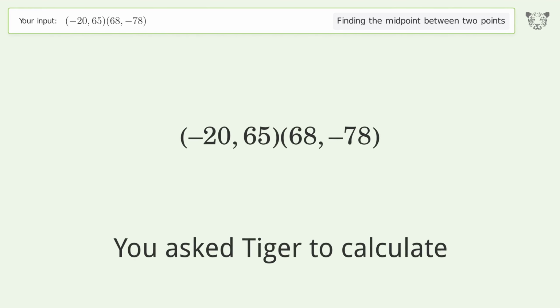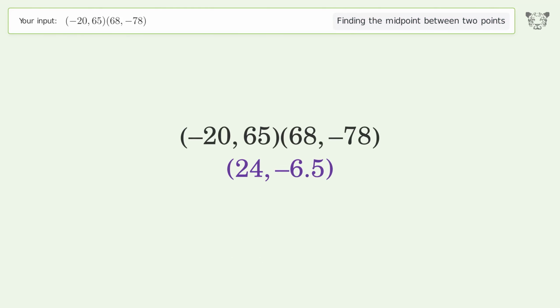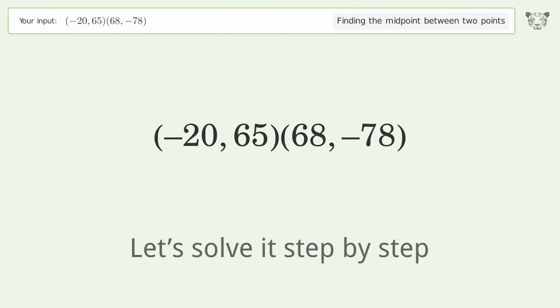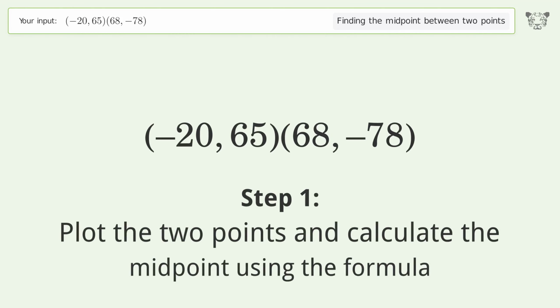You ask Tiger to calculate. This deals with finding the midpoint between 2 points. The midpoint between the 2 points is 24, -6.5. Let's solve it step by step. Plot the 2 points and calculate the midpoint using the formula.